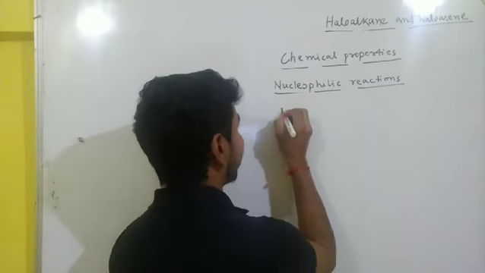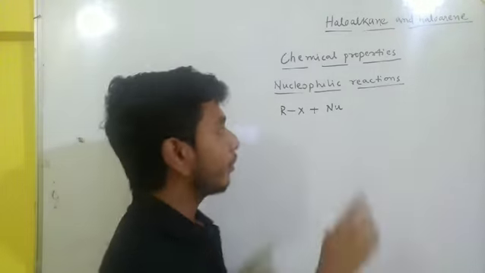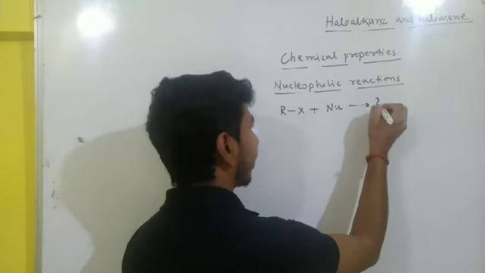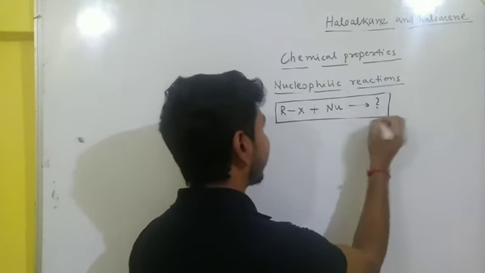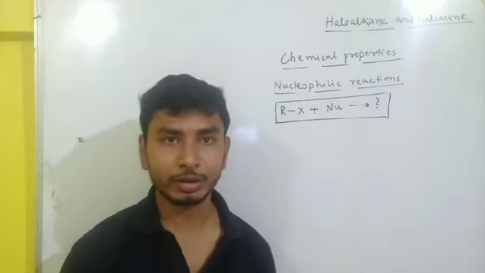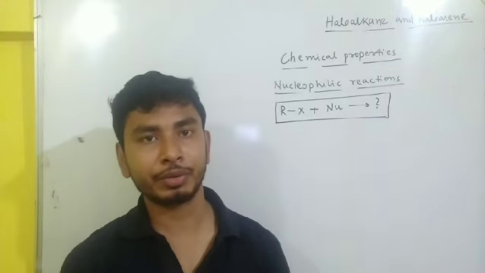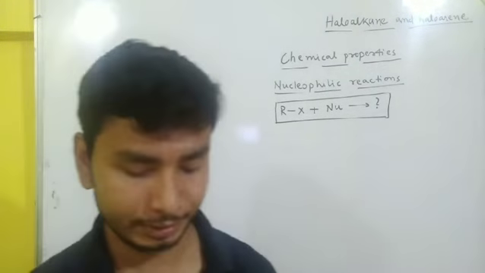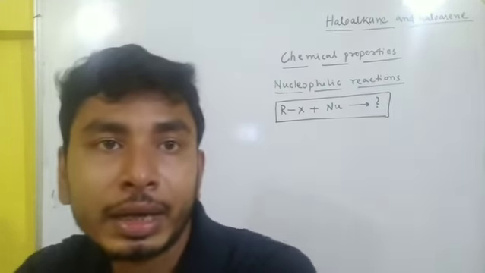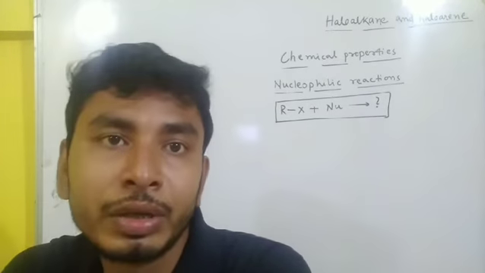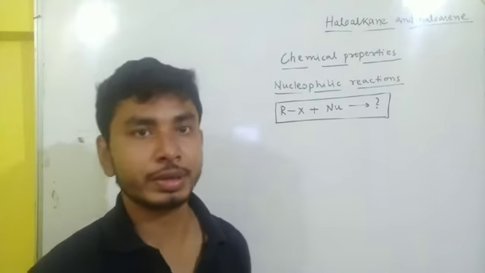Nucleophilic reactions: suppose RX plus nucleophile Nu, where Nu means any nucleophile. Then what will be the product? When alkyl halide reacts with a nucleophile, what will be the product? These are called the nucleophilic reactions. Now we are going to discuss the different nucleophilic reactions of alkyl halide. So when alkyl halide reacts with different types of nucleophile, what will be the products?